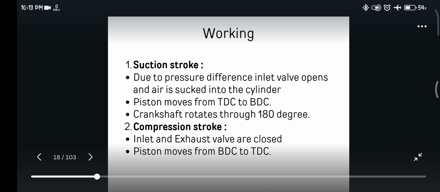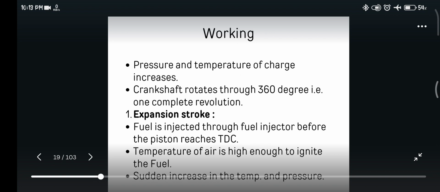Suction stroke. Due to pressure difference, inlet valve open and air is sucked into the cylinder. Piston moves from TDC to BDC. Crankshaft rotates through 180 degree. Compression stroke. Inlet and exhaust valve are closed. Piston moves from BDC to TDC. Pressure and temperature of charge increase. Crankshaft rotates through 360 degree. That is one complete revolution.